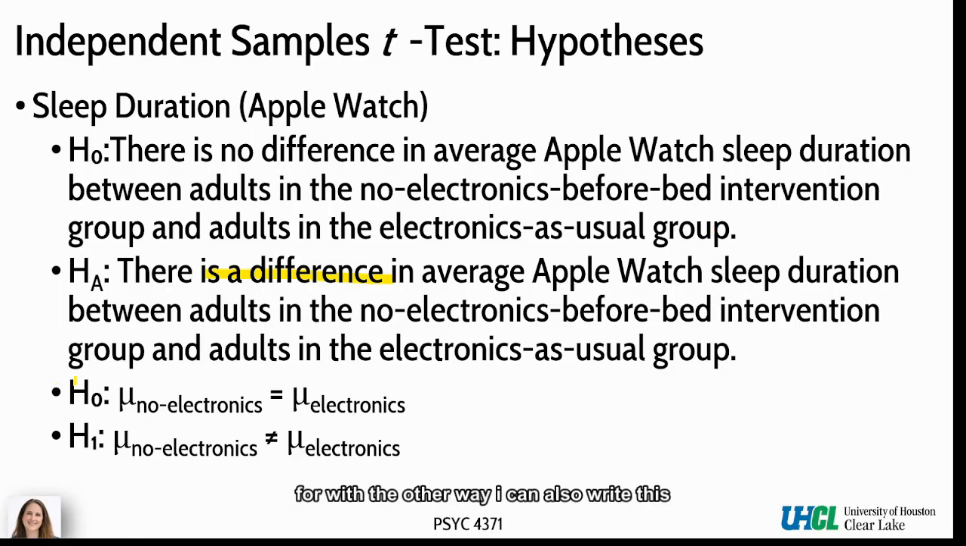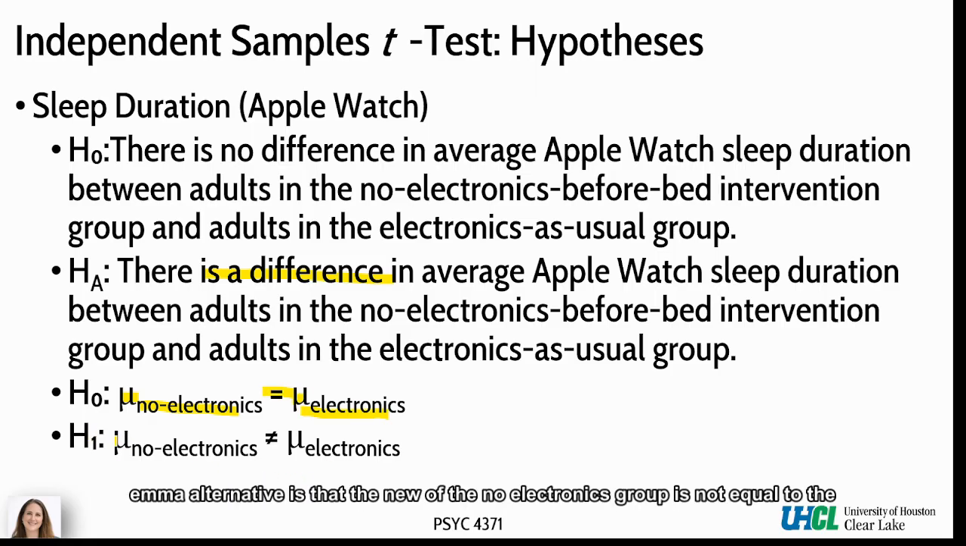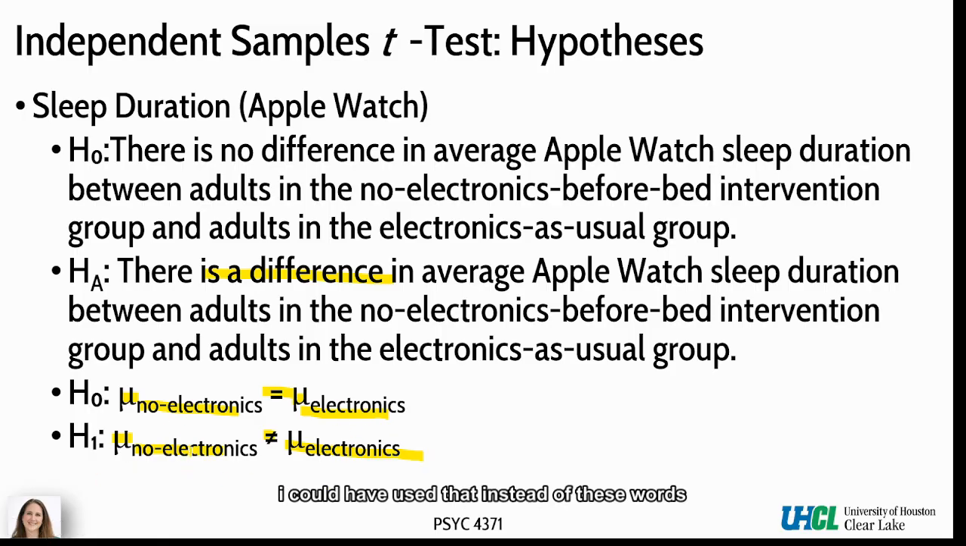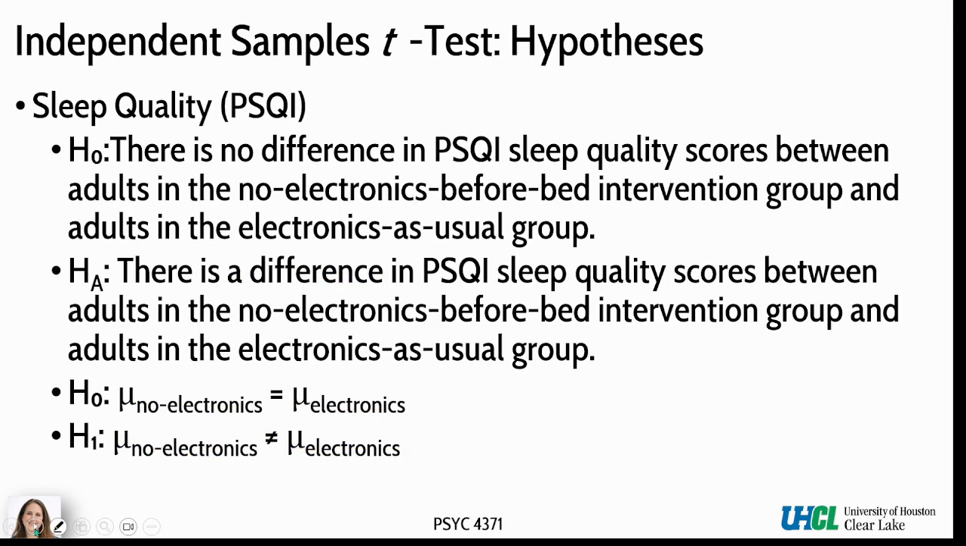I could also write this down here using less words. I can say the mu of no electronics was equal to the mu of the electronics group. And my alternative is that the mu of the no electronics group is not equal to the mu of the electronics group. So this would be my intervention, and this would be my control. I could have used that instead of these words. It would have meant the same thing.